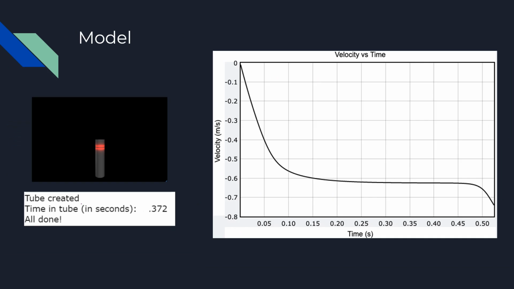So here's a snippet of the model I've produced. As you can see, I have created a tube with a model magnet going through it at a time of 0.372 seconds, and I have my velocity versus time data mapped off to the right.